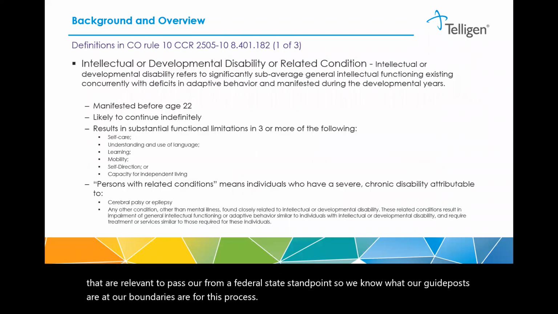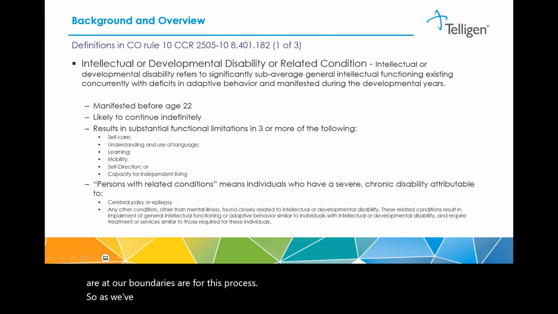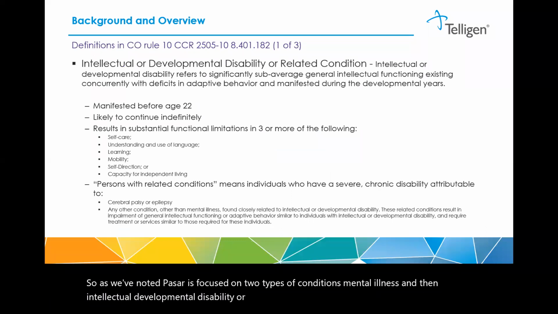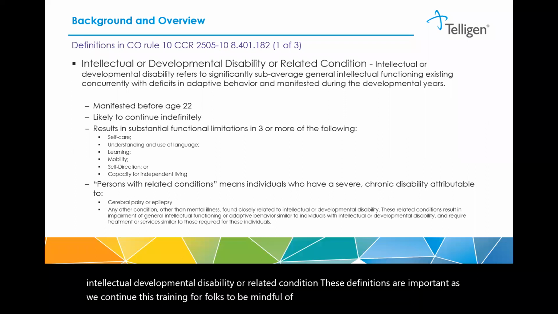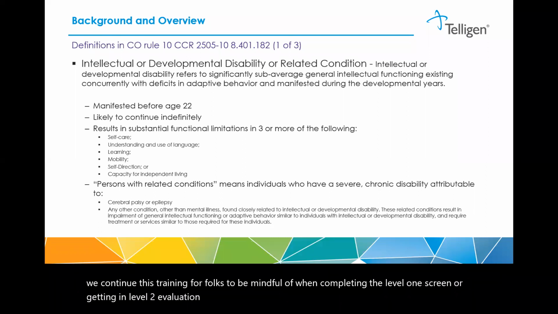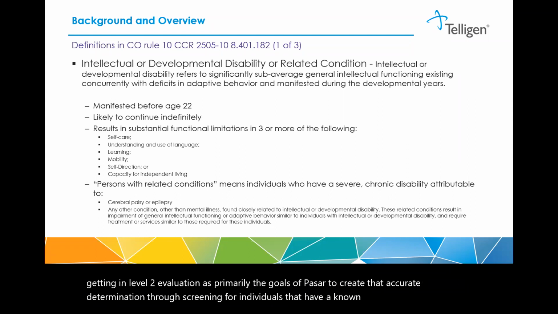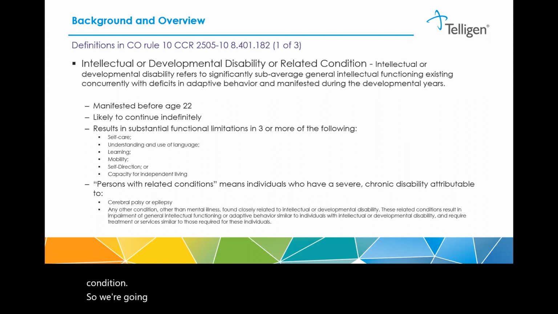Okay. So, as we've noted, PASSR is focused on two types of conditions: mental illness and then intellectual developmental disability or related condition. These definitions are important as we continue this training for folks to be mindful of when completing the level one screen or getting a level two evaluation. As primarily the goals of PASSR are to create that accurate determination through screening for individuals that have a known or suspected PASSR condition. So we're going to start with the definition for intellectual developmental disability as defined by PASSR.